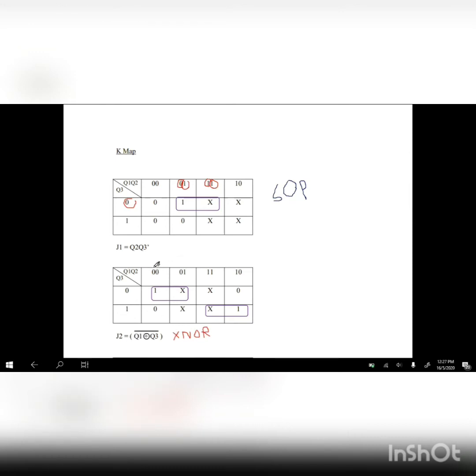For Q1, let's look at the left side, 0, 0. So this is Q1 prime. Q2 is 0 and 1, so we do not take Q2. How about Q3? For the first circle, Q3 is 0, so it is Q1 prime and Q3 prime, plus, since it's an SOP, this one, Q1 and Q3, which is 1 and 1. So the equation is Q1 prime Q3 prime plus Q1 Q3. That's how you get the XNOR gate.